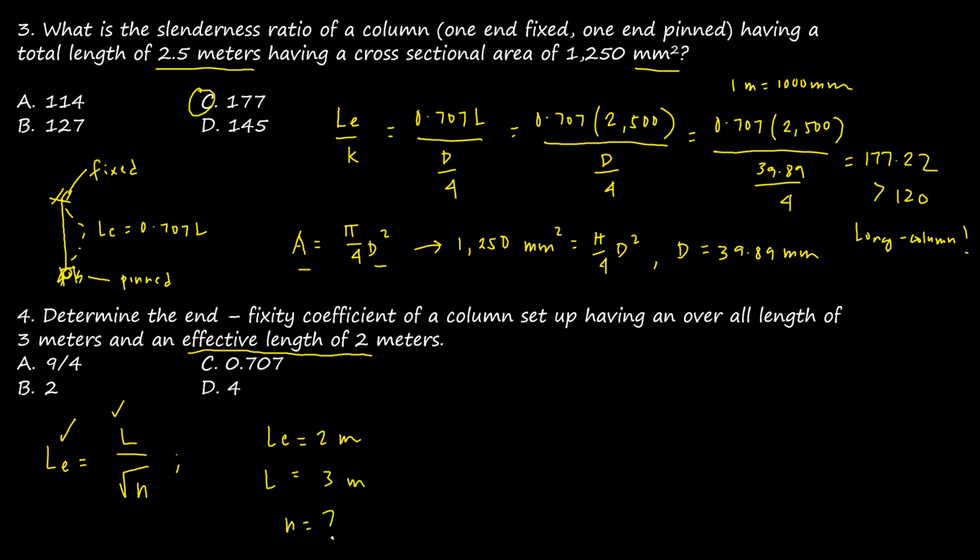So n is unknown, so that will be 2 meters is equal to 3 meters over square root of n. So cancel the meters. The units need to be the same, guys, so that it becomes dimensionless, or unitless rather. So that will become square root of n is equal to 3 over 2. So square both sides, of course. So that will be equivalent to 3 over 2 squared, which is 9 over 4. So the answer is letter A, 9 over 4.